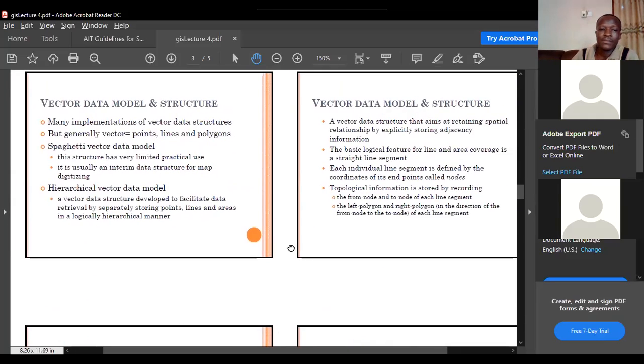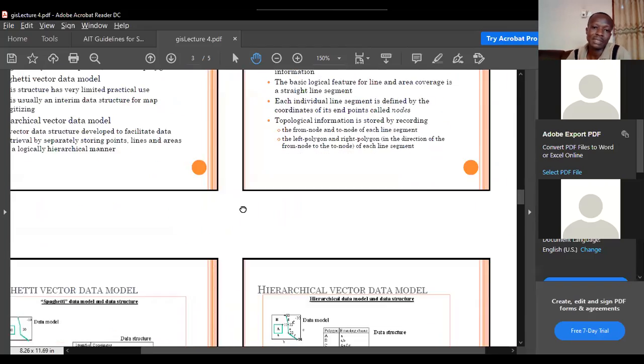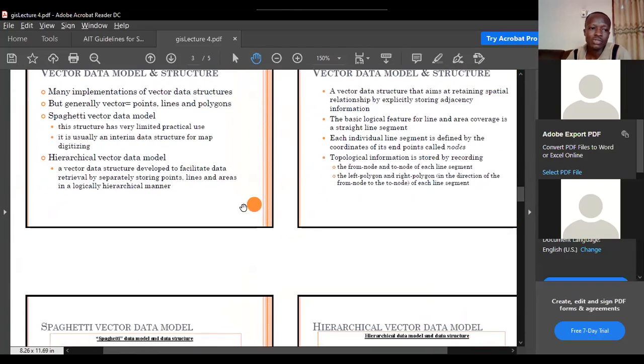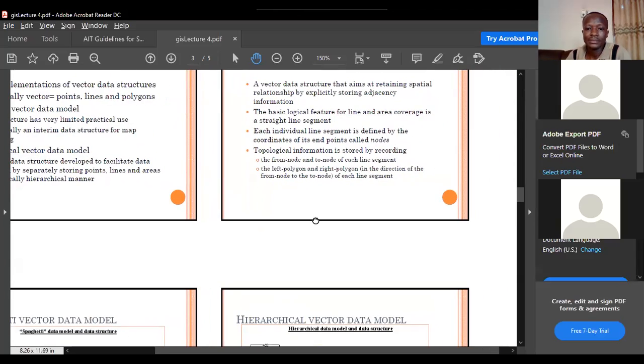So please don't worry yourself about the different implementations, the spaghetti model, the hierarchical vector model. I'm not interested in that for now. So you can skip this one. Is that okay? All right.